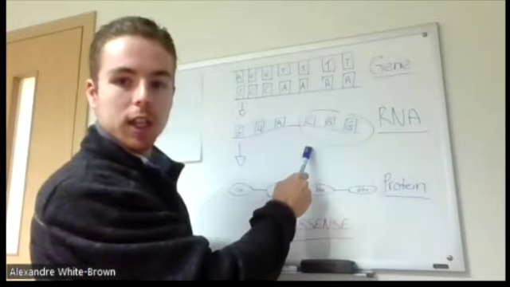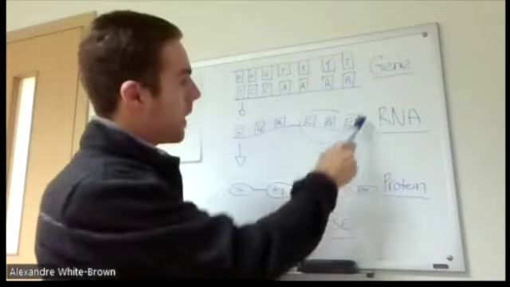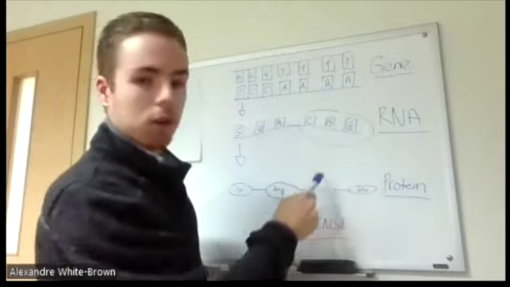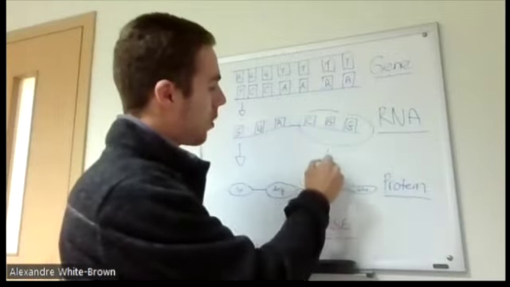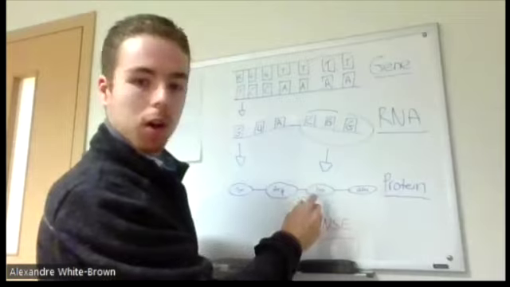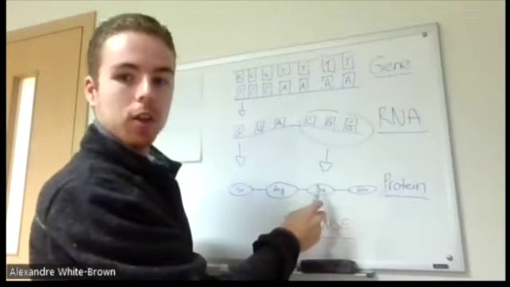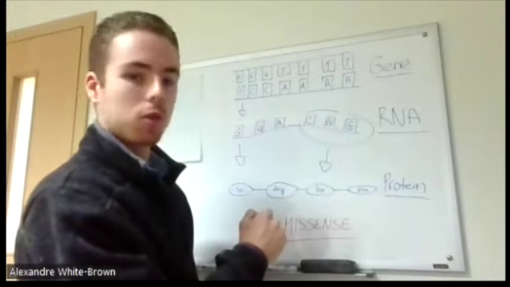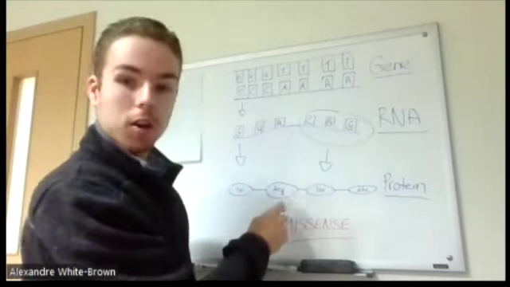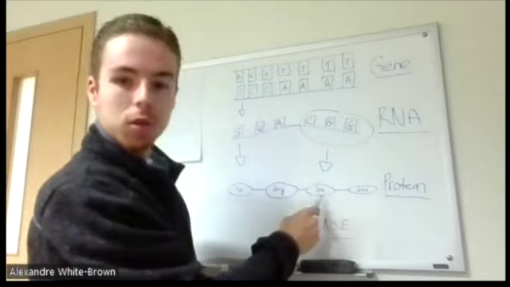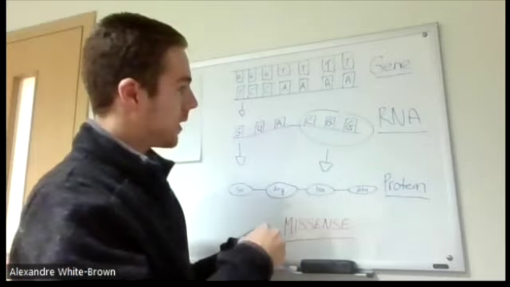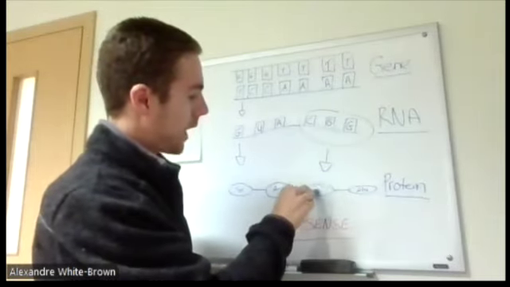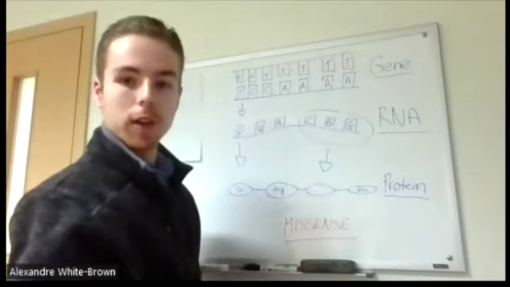Now, since this codon has changed based on the change at the gene level, so the mutation causing a change at the RNA level, this codon is now going to code for the wrong amino acid. So let's say, for example, this codon is spelled in a way that's supposed to code for arginine, or here we have isoleucine. Since this has changed, this amino acid is going to be different.